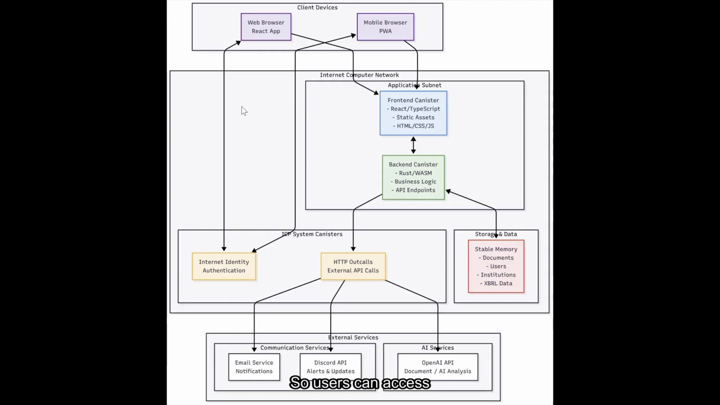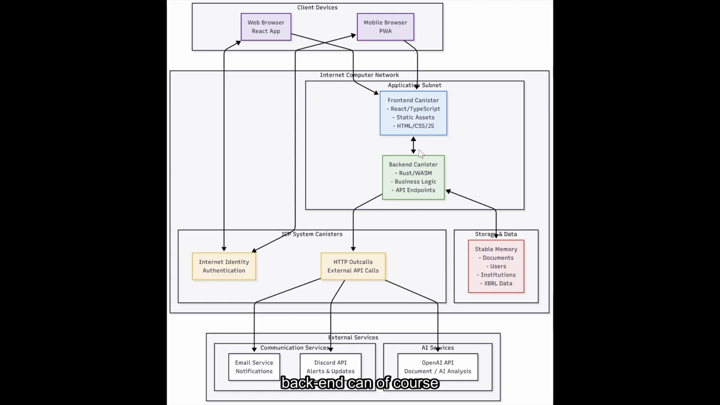Users can access our platform, ChainNotary, through a web browser or their mobile browser, and they are prompted to authenticate themselves using the Internet Identity authentication module. After they're authenticated, they have access to our frontend canister. This frontend canister is completely deployed on ICP, written in React and TypeScript, and it communicates with the backend canister that's also deployed on ICP and written in Rust.